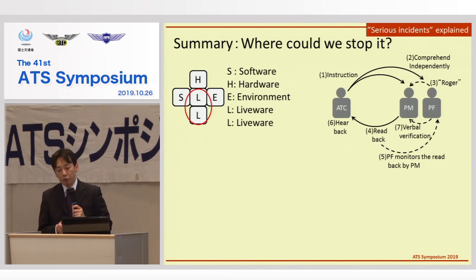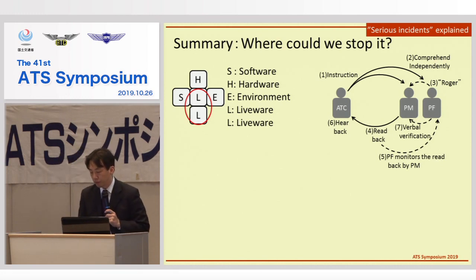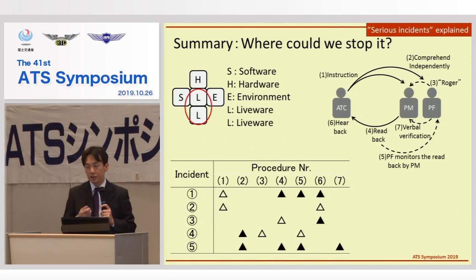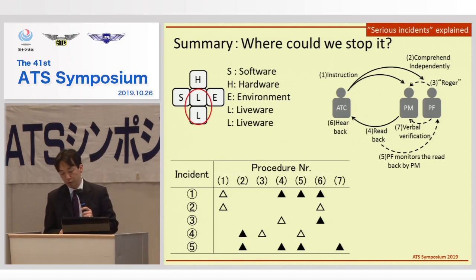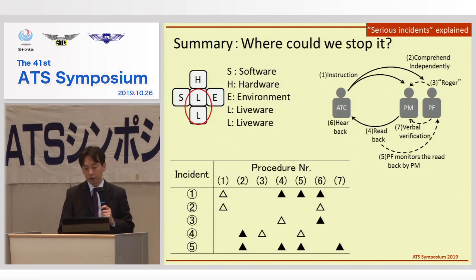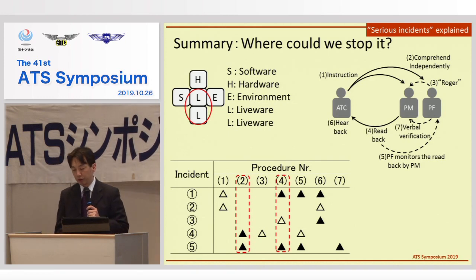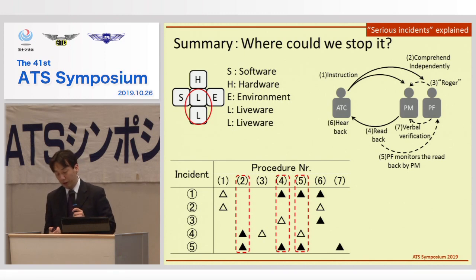Then which part of this communication loop procedure has to be improved? Here I summarized what went wrong in the 5 incidents we just had a look at. The steps obviously skipped are shown with black triangles, and the steps that seem to be skipped are shown with white triangles. In many cases, step 2, independent comprehension, step 4, readback, and step 5, hearback by PM, tend to be skipped by the pilots, and step 6, hearback, tends to be skipped by the controller.